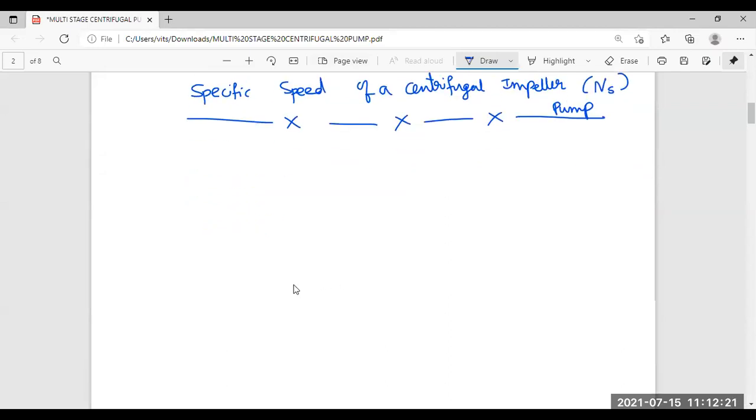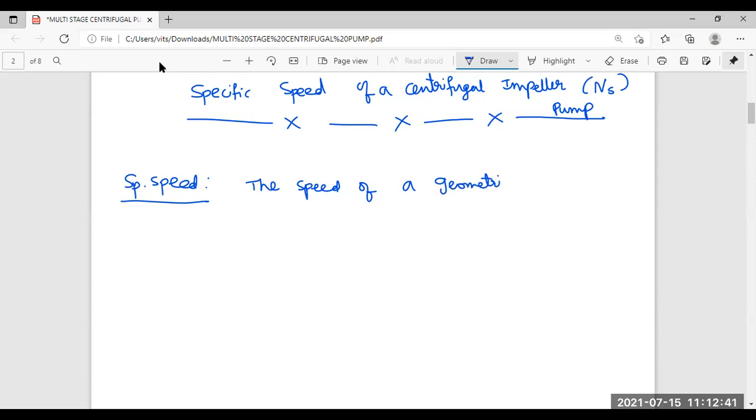First we will define this term, specific speed. It is defined as the speed of a geometrically similar pump.